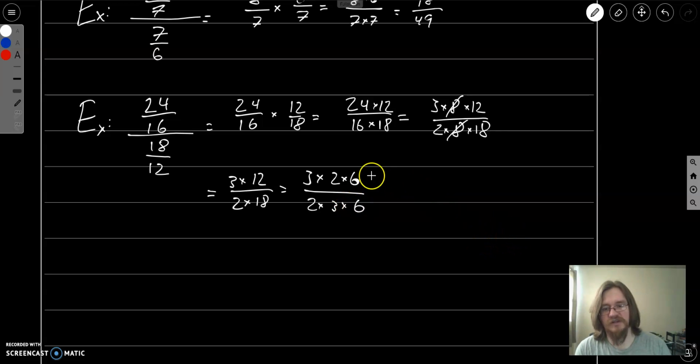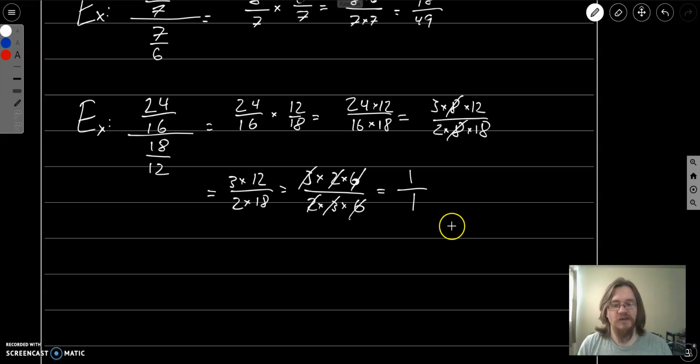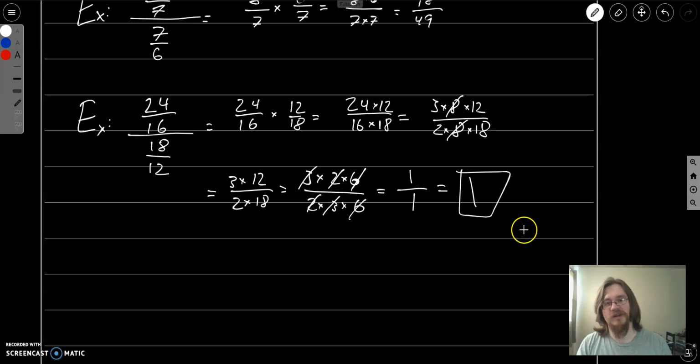Well, now we start to see something funny. The 6's cancel, well that's good, but I've also got some 2's. The 2's cancel, and the 3's cancel. So what's happened here? Everything on the top is canceled with everything on the bottom. And we know that if we cancel everything off the top, we just write a 1. If we cancel everything off the bottom, we just write a 1. And what is 1 divided by 1? It's just 1. So here, this was a very nice reduction. It reduced all the way down, not only to 1 divided by 1, but to 1 itself.